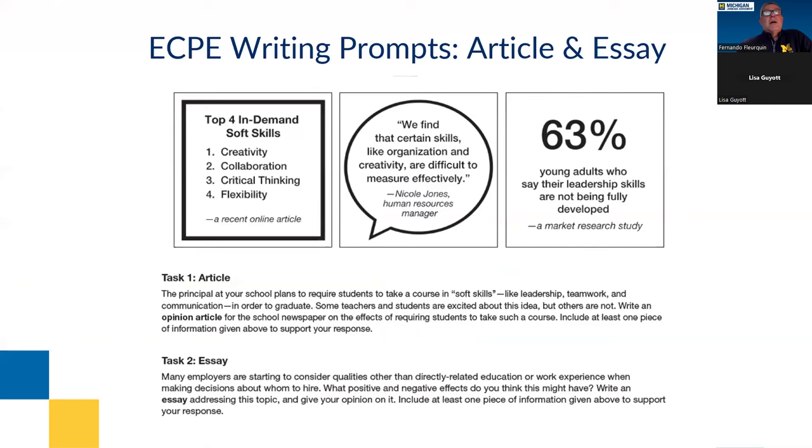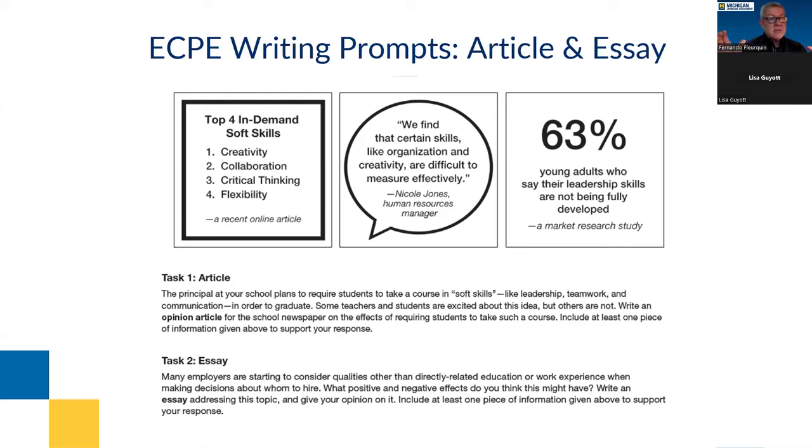So this is one possible prompt where the test takers have the choice between an article or an essay. The three sources are the same for the two prompts. In the first case, they have an article. The principal at your school plans to require students to take a course in soft skills like leadership, teamwork, communication in order to graduate. Some teachers and students are excited about this idea, but others are not. Write an opinion article for the school newspaper on the effects of requiring students to take such a course and include at least one piece of information given above to support your response.